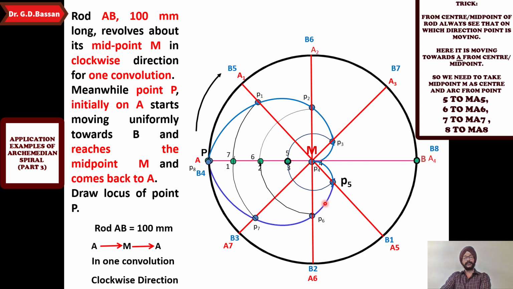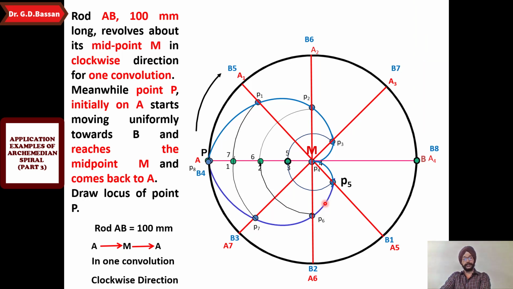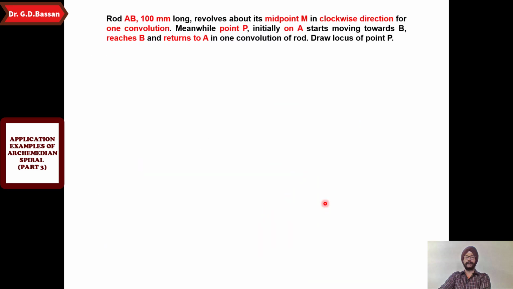So again, we go for another example so that you can have a better idea and concept of how to solve these types of examples. Here, rod AB, 100 mm long, revolves about its midpoint M in the clockwise direction for one convolution. Meanwhile, point P, initially on A, starts moving towards B, reaches B and returns to A in one convolution of the rod. Draw the locus of point P. So here, what is given? Rod AB is 100 mm.